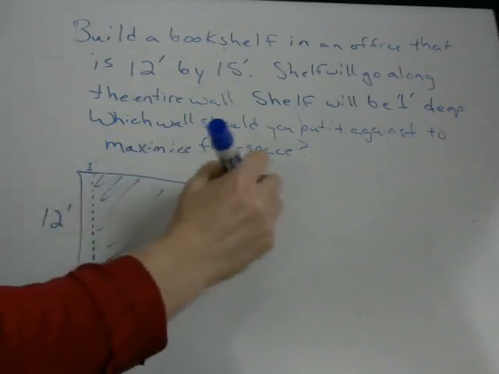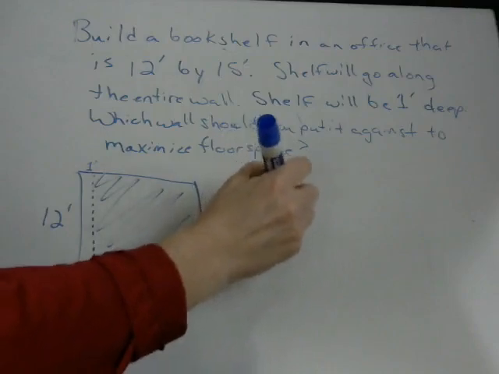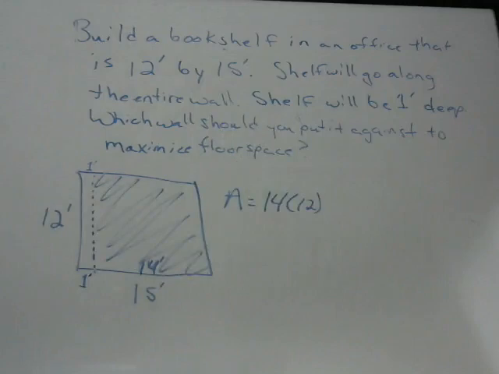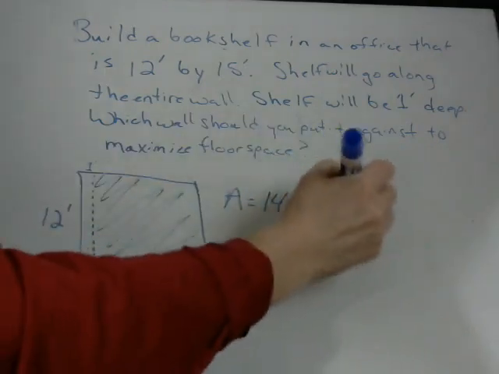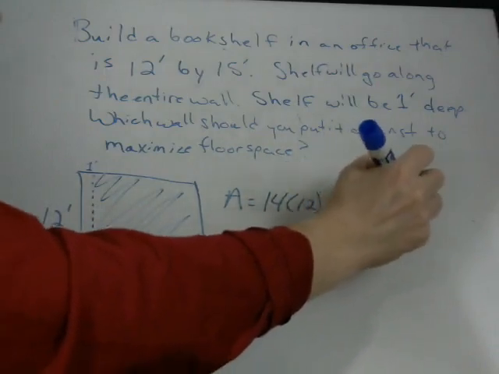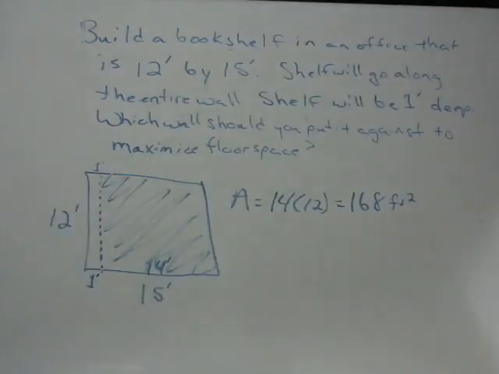So the area is length 14 times 12. And if we do that, you get 168. I'll write it as 168 square feet. So that's if we put it against the shorter wall.